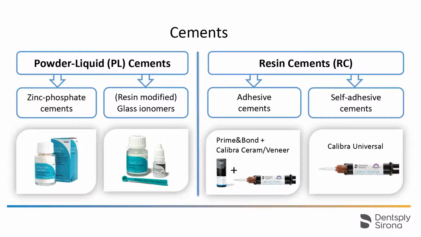Differentiation is made in the resin cement group between adhesive cements and self-adhesive cements. The term adhesive cement indicates that this type of cement should be used in combination with an adhesive, for example, Prime and Bond Elect, to achieve the greatest possible bond to the tooth. In this case, Dentsply Sirona provides the product Calibra Cements and Calibra Veneer.